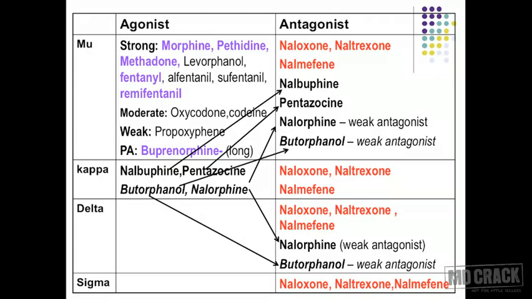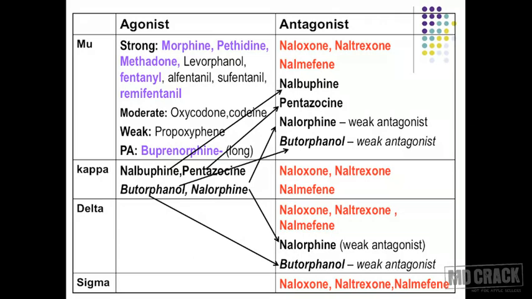Next, there are moderate agonists, which have been shown here: oxycodone and your codeine. I hope you heard codeine. We discussed codeine when we discussed cough, because it's a cough suppressant. The next is weak agonist, and you have propoxyphene, a weak agonist. And at the end, I have written capital P, capital A. This stands for partial agonist. The name of the drug is buprenorphine, and it's got a long duration of action. So what we saw on the first box is all the mu receptor agonists, and these drugs are most important. These are the narcotic analgesics, very commonly used for the purpose of analgesia.